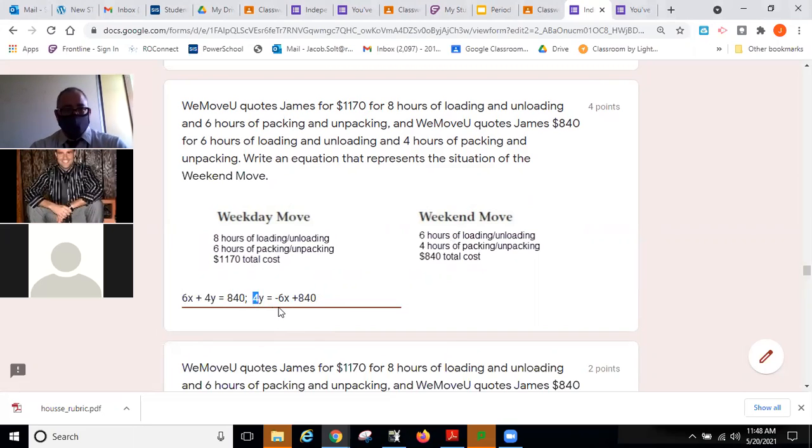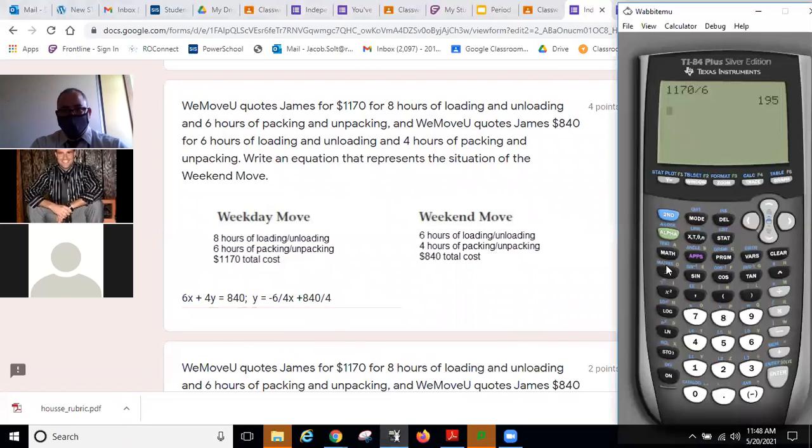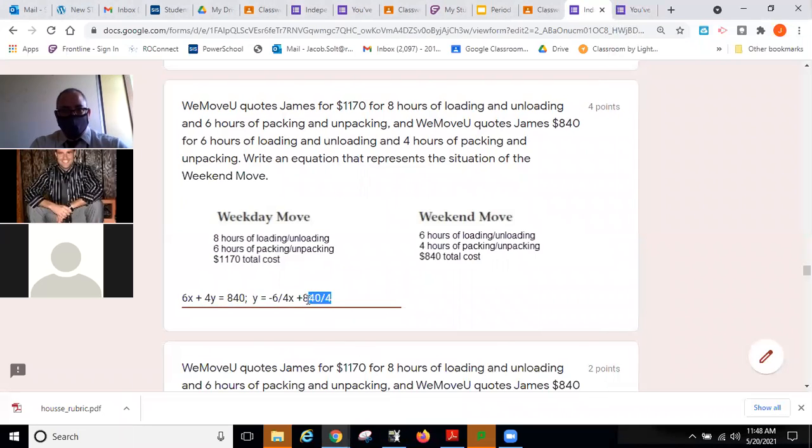If I divide by 4 on this side, the 4 goes away. But now I've got to divide by 4 on each piece of the other part of the equation. I can go to my calculator and figure out what all this is. 840 divided by 4 becomes 210, so I can substitute 210 in for that. Again, you don't need to simplify this fraction, because once you put it into y equals in your calculator, it will know exactly what to do with it. But I can divide by 2 on both sides and get this to be 3 over 2.